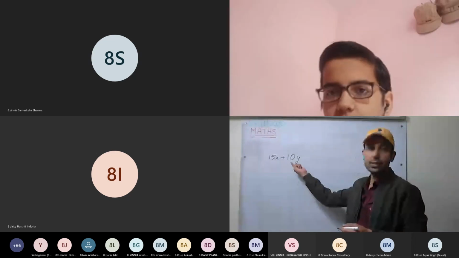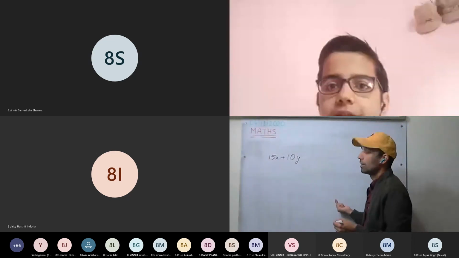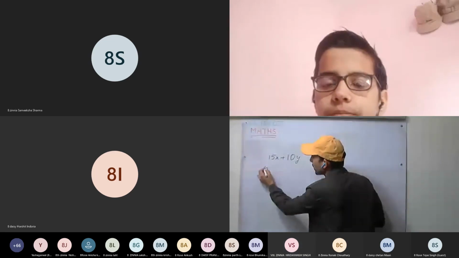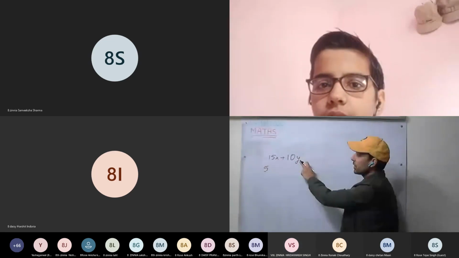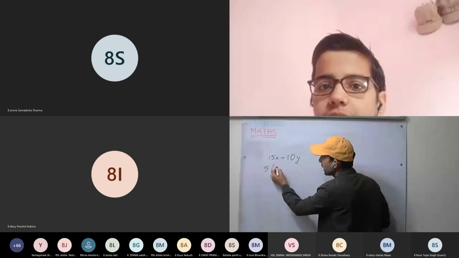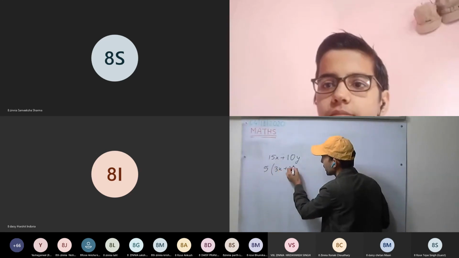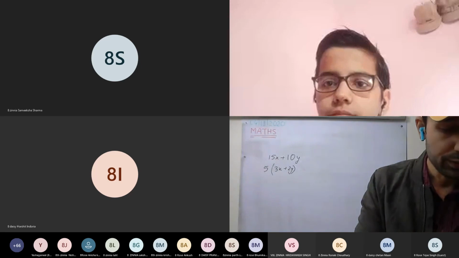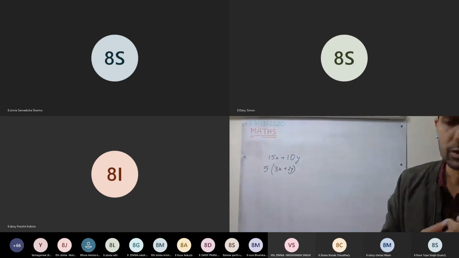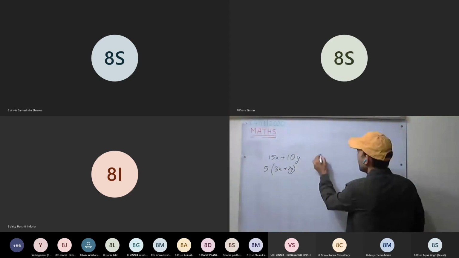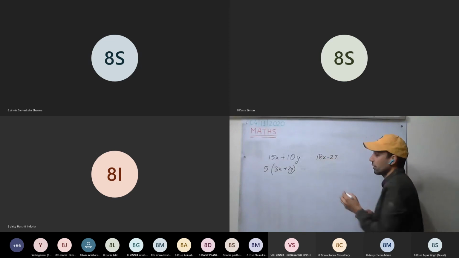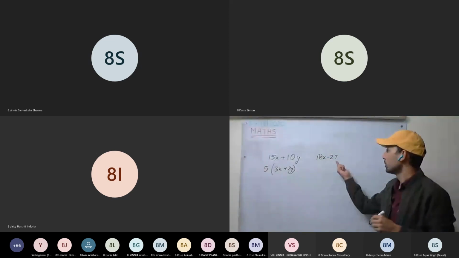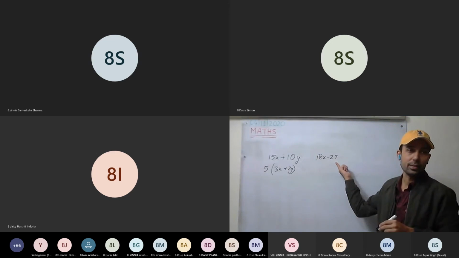So what will be the common factor? Sir, 5. So here in constants we'll take 5, and in variables there is no common. So 3x, what will be the remaining? 2y. Say 3x plus 2y. Good. Okay, next one, Ronak Chaudhary, you say 18x minus 27. Factorize this one.